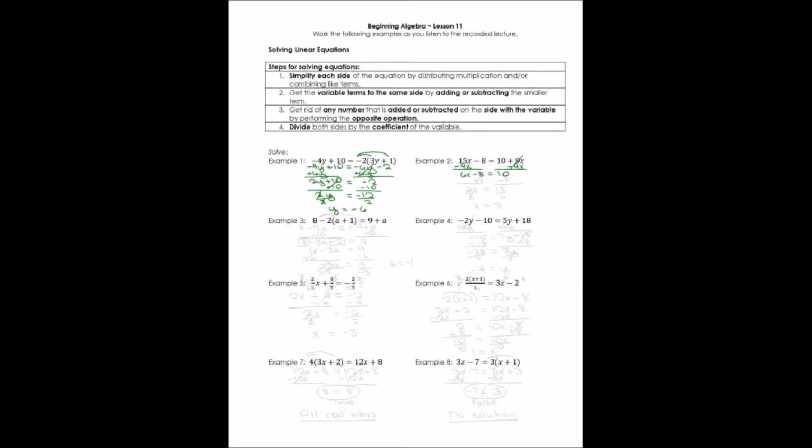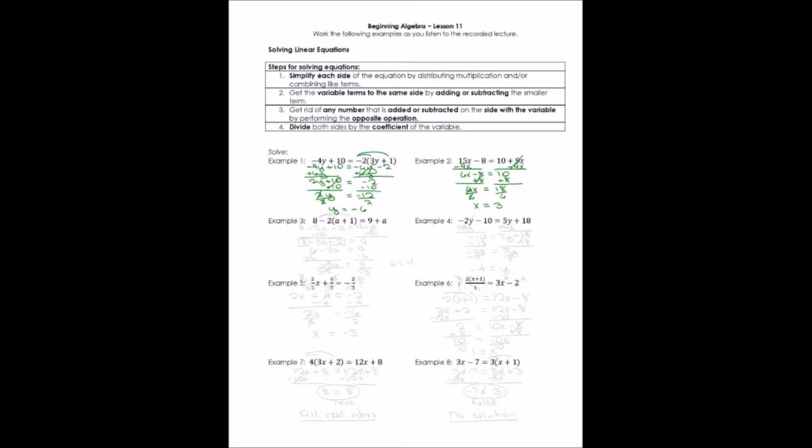Now I want to isolate the variable term. I've got to get rid of this negative 8, so I'm going to add 8. This is step number 3. I'll have 6x on the left and 18 on the right. The final step, step 4, divide by the coefficient of the variable. My 6's will cancel. X will now equal 18 divided by 6, or 3.